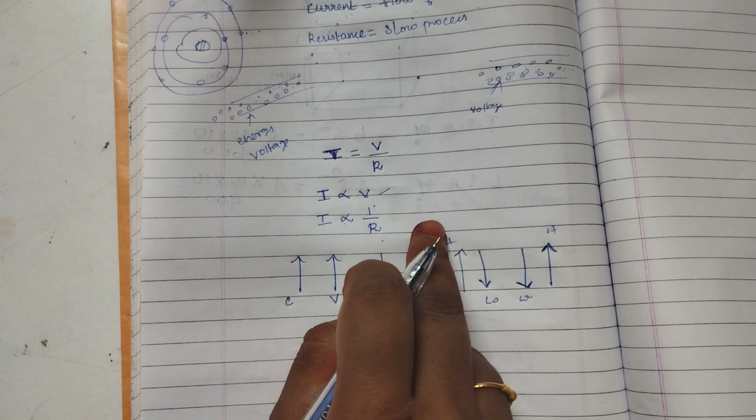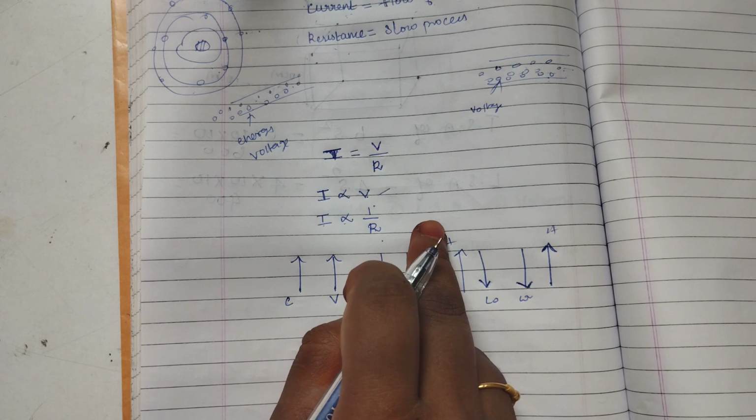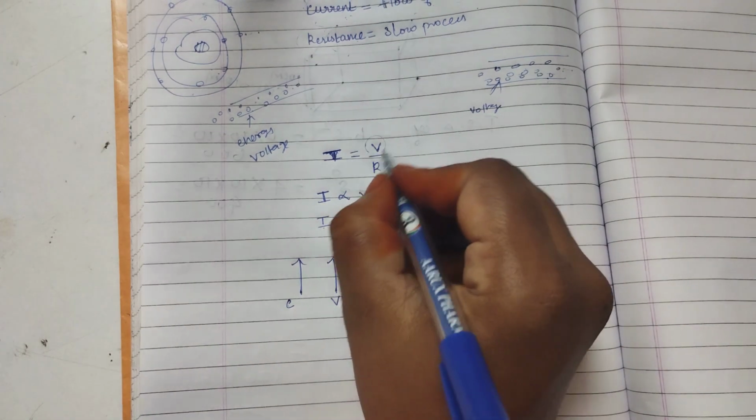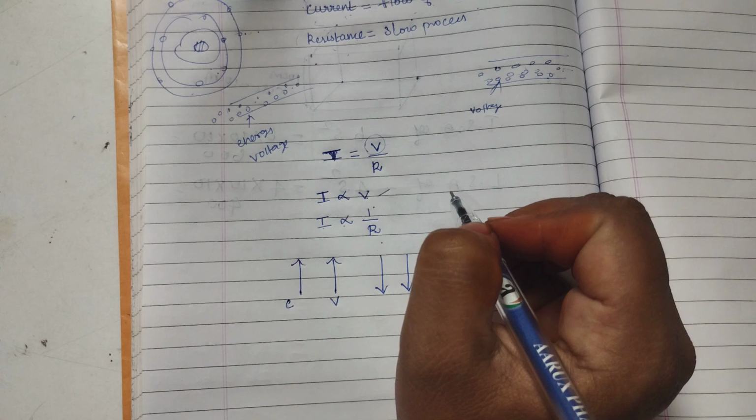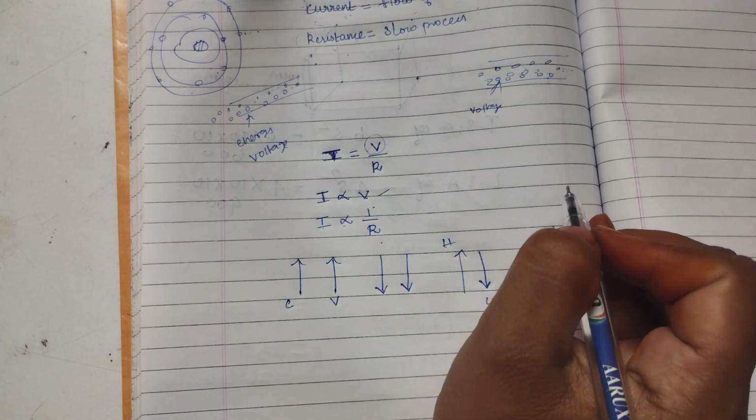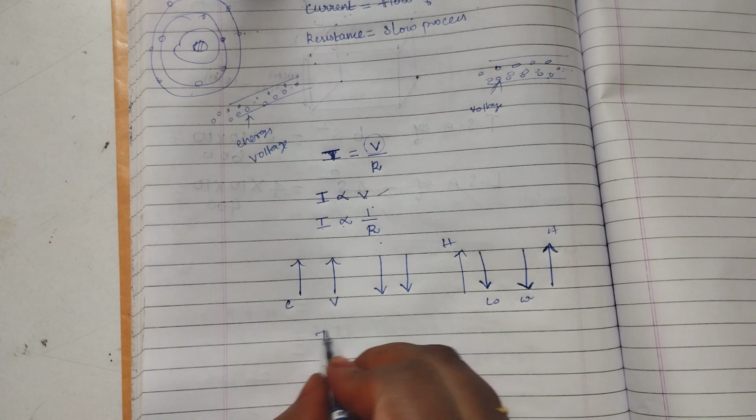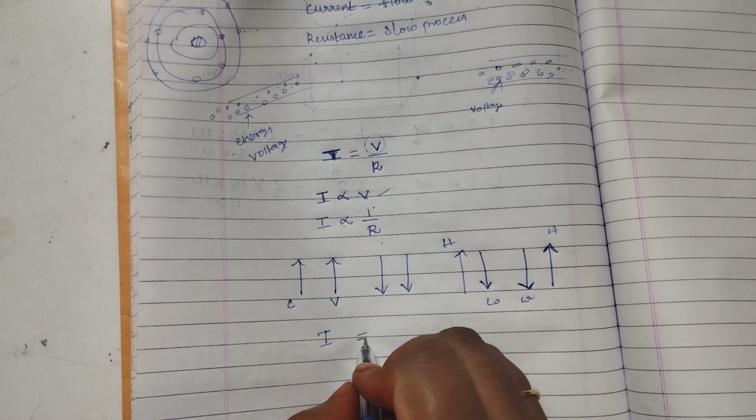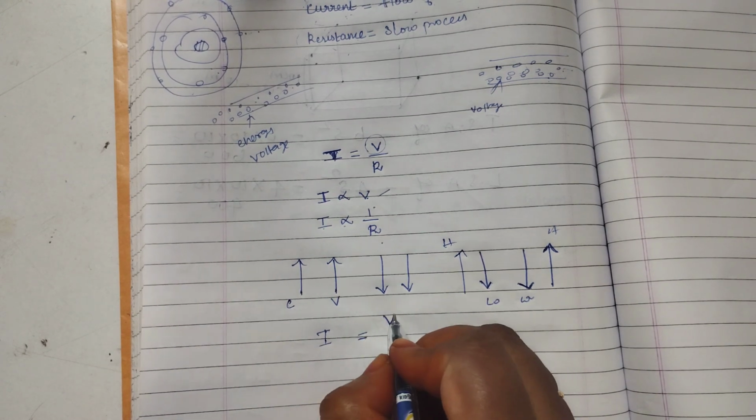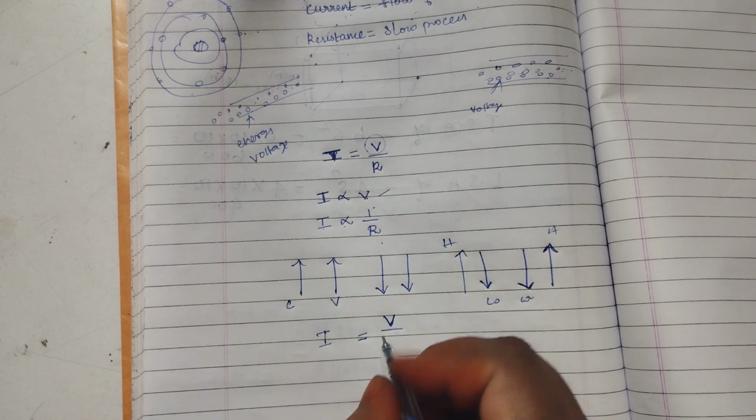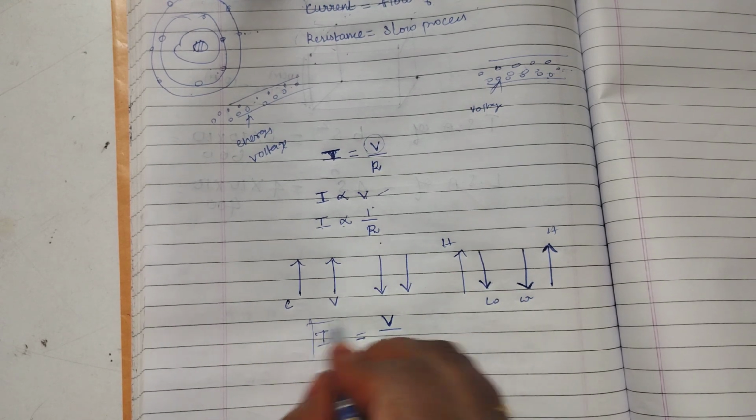So Ohm's law states that the current flowing through an electric circuit is directly proportional to the potential difference across the circuit, and potential difference is nothing but the voltage, and inversely proportional to the resistance of the circuit. So the current I is equal to the potential difference V divided by the resistance R. So this is Ohm's law.